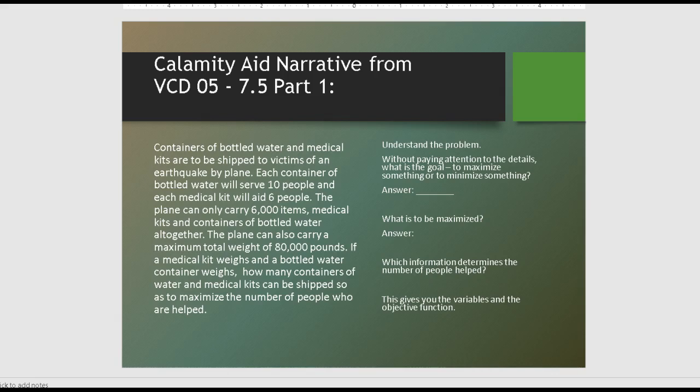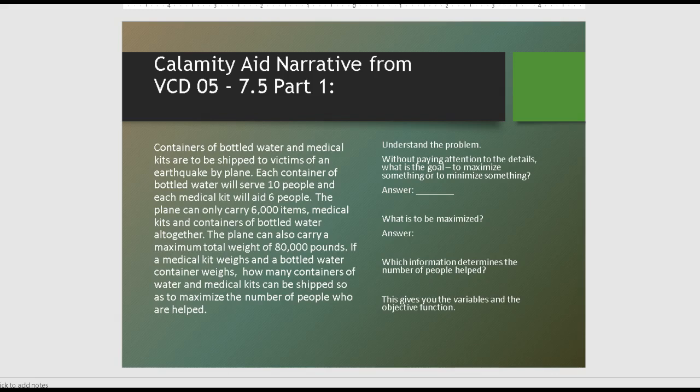7.5, part 1, where we solved the Calamity Aid problem, but I didn't show you really how to formulate the objective function and the constraints in detail. The point of linear programming 7.5 part 1 was to show you the algorithm: given an objective function and the constraints, how to get the solution.